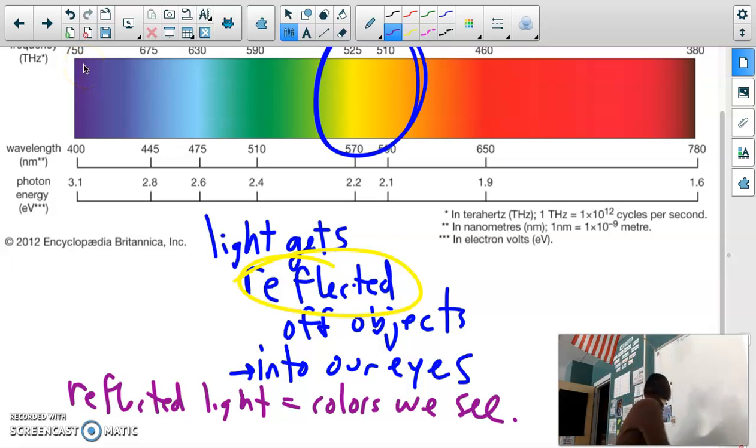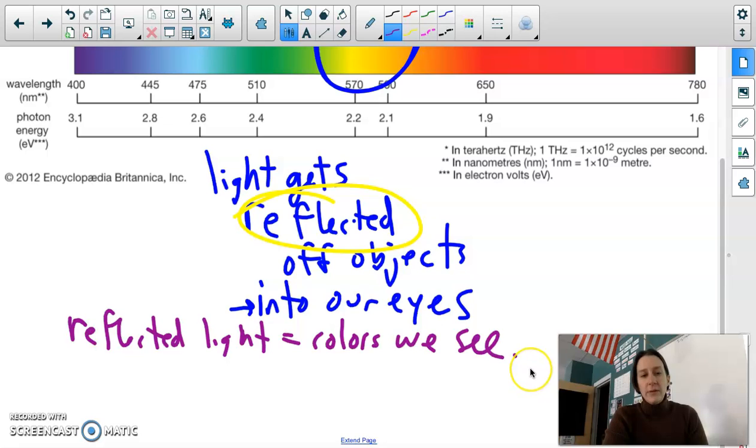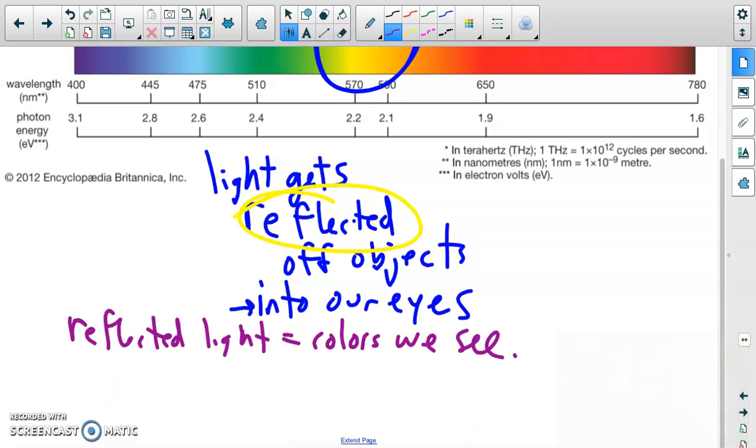Let me see if I can find another color. Here we go, folder. Here, this one's green. And so this set of wavelengths is being reflected off of the folder into my eyes, and these sets here on either side of the green spectrum, well, they're being absorbed into the material that makes up that folder, and so that's why we see colors. Colors that we see are the light being reflected off of the object and into our eyes.